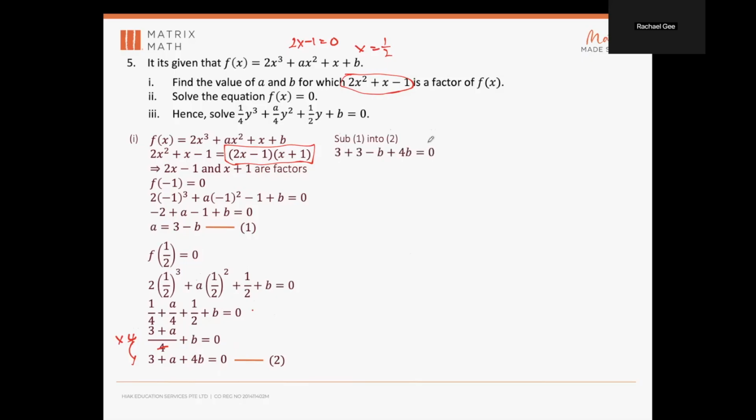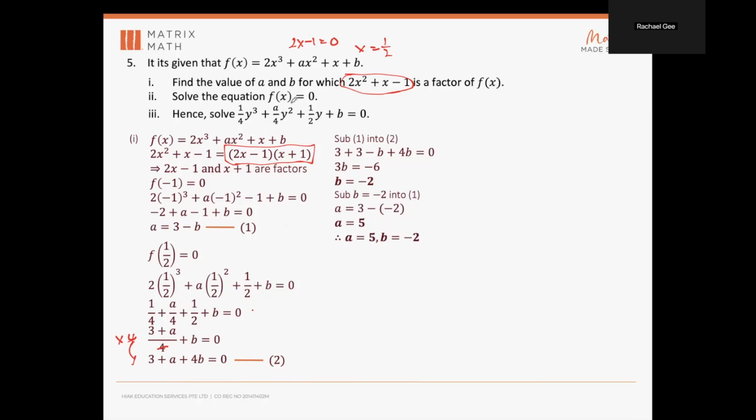So sub 1 into 2. Further simplify, you get b equals to -2. Then after that, sub b equals to -2 into 1. So over here, 3 minus -2 will become 5. Therefore a equals to 5, b equals to -2.